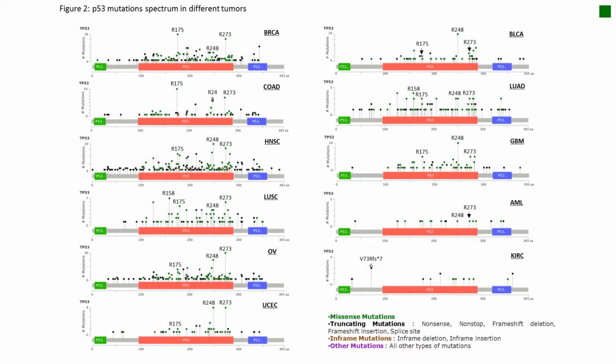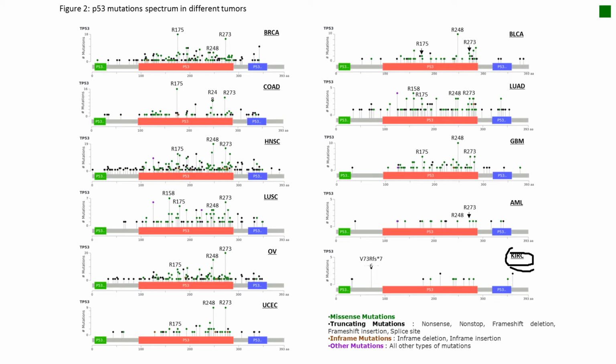And then on the second part of the graph, these are the cases that have the least frequency of R273 and R175 mutation. Of note here is that AML and also KIRC, especially KIRC, the mutation spectrum is very different. There are almost no R273 or any R175 mutations.